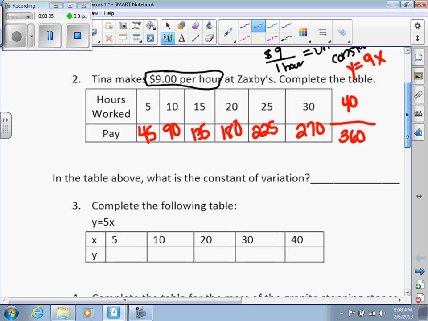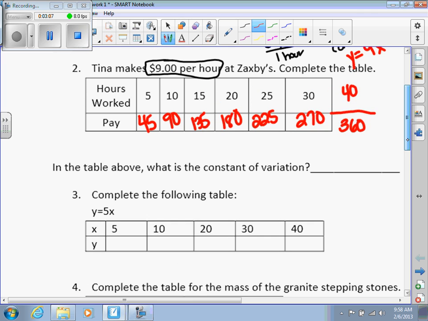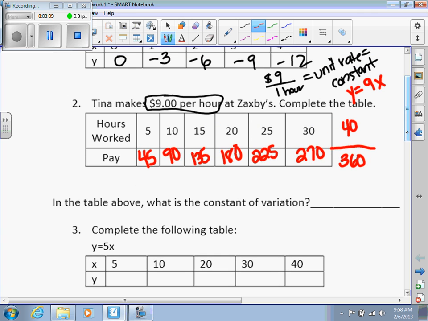Okay? In the table above, what is the constant of variation? What's the constant? 9. Didn't we just talk about the constant for this problem before we even started? 9. We did all this up here before we even started the problem. And you're telling me 45? Alright. We did all of that talking, and then we got down here and couldn't even answer the question. Does it make sense?